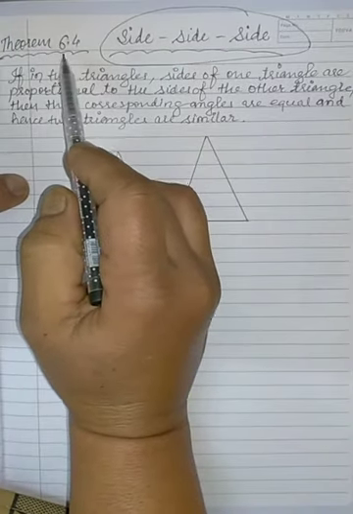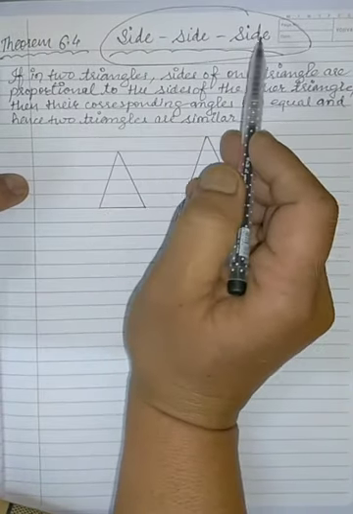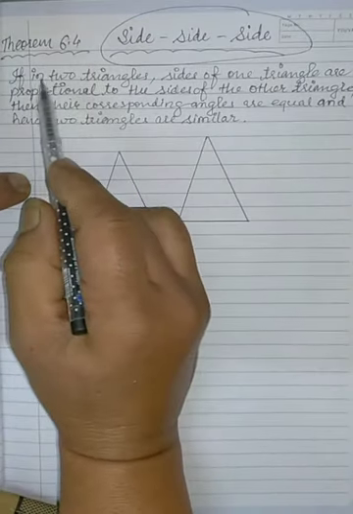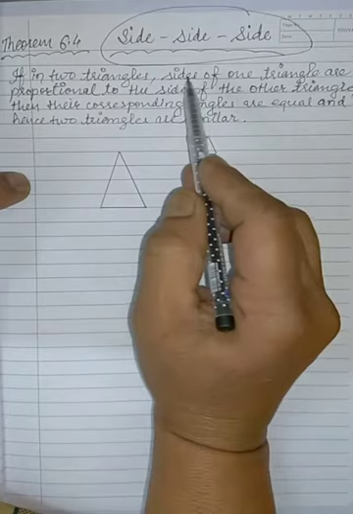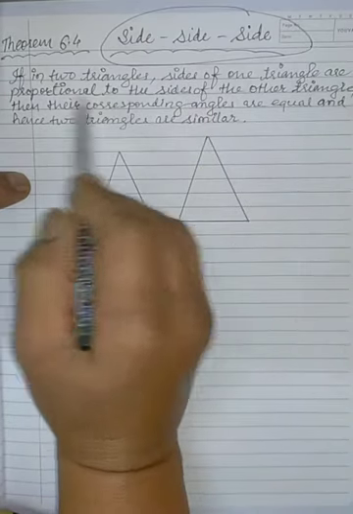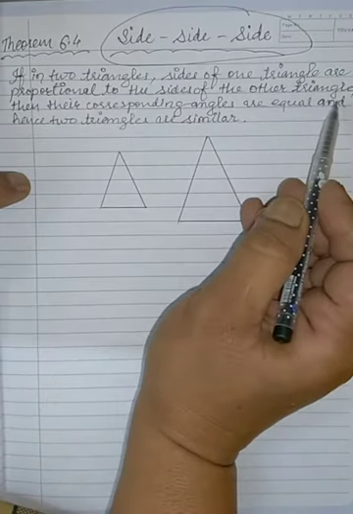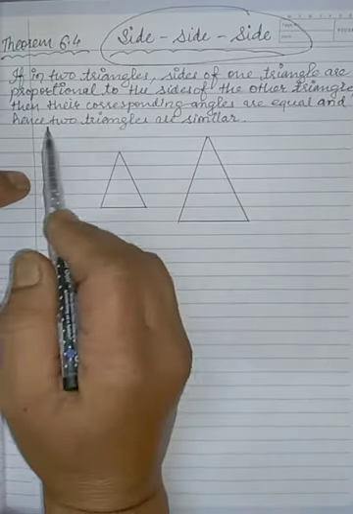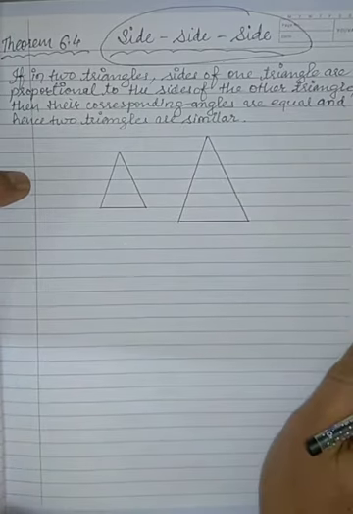Theorem 6.4, which is called the side theorem, according to which if in two triangles sides of one triangle are proportional to the sides of the other triangle, then their corresponding angles are equal and hence the two triangles are similar.